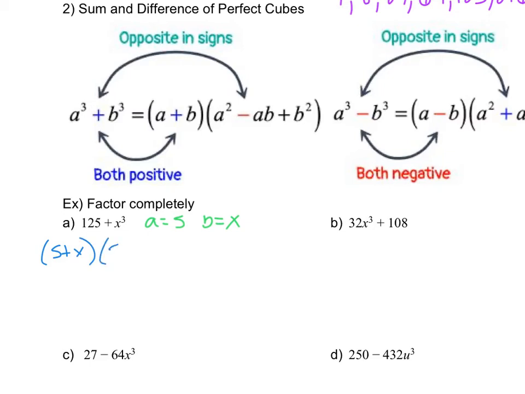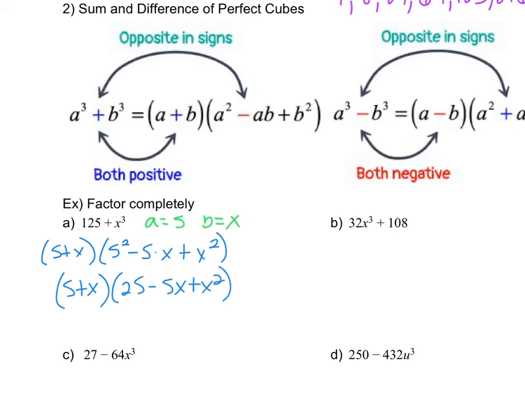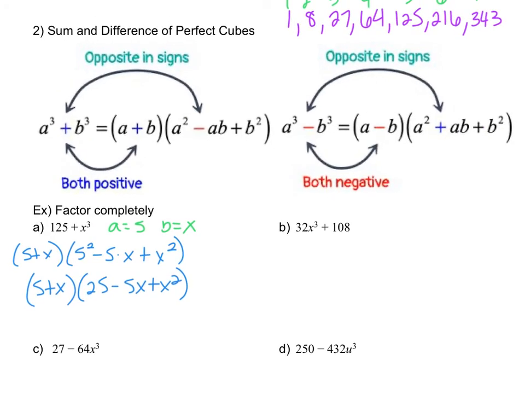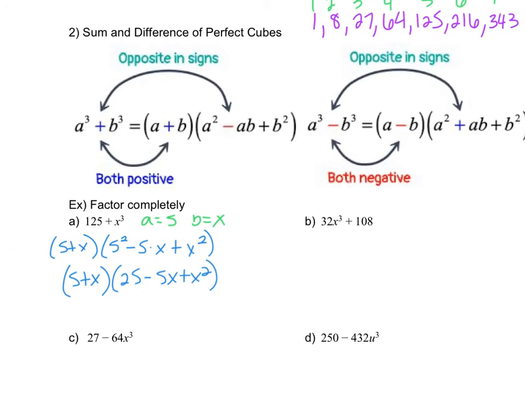Okay, and then it'll be 5 squared minus, and I'm just going to write it all out, show my work, and then clean it up the second time. If you want to try to skip steps, you can, but if you make mistakes, that's on you. So I'm going to write it out. So times 5 times x plus x to the second power. So let's clean this up. It'll have 5 plus x times 25 minus 5x plus x squared. There you go. You just factored your first perfect cube binomial.